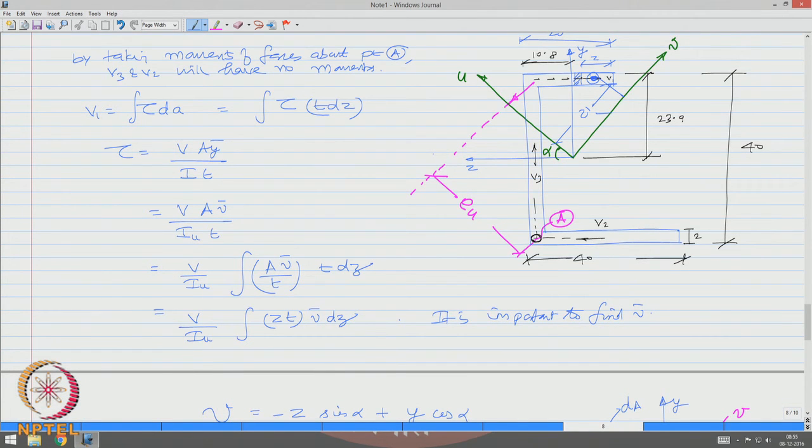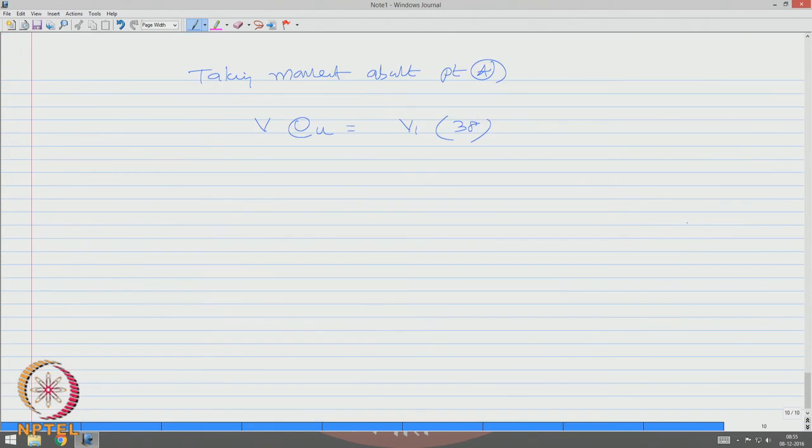Once I know V1, taking moment about A, I can say V into e_u is V1 into 38, because 38 is the distance of CG from this point to this point, that is this distance. So, V1 is known in terms of V, therefore, we will cancel and e_u can be determined.